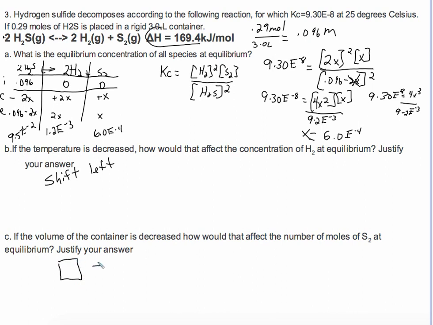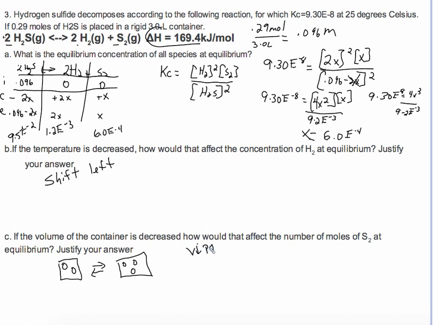Okay, if the volume of the container is decreased, so here's the volume of our container. On this side of the arrow, and this is how you got to do it, you got to think of moles. On this side of the container, we have 2 moles of gas. On the right side of the container, we have 2 moles of H2 and 1 mole of S2. I'm getting that from the coefficients there. So I have 3 moles of gas.